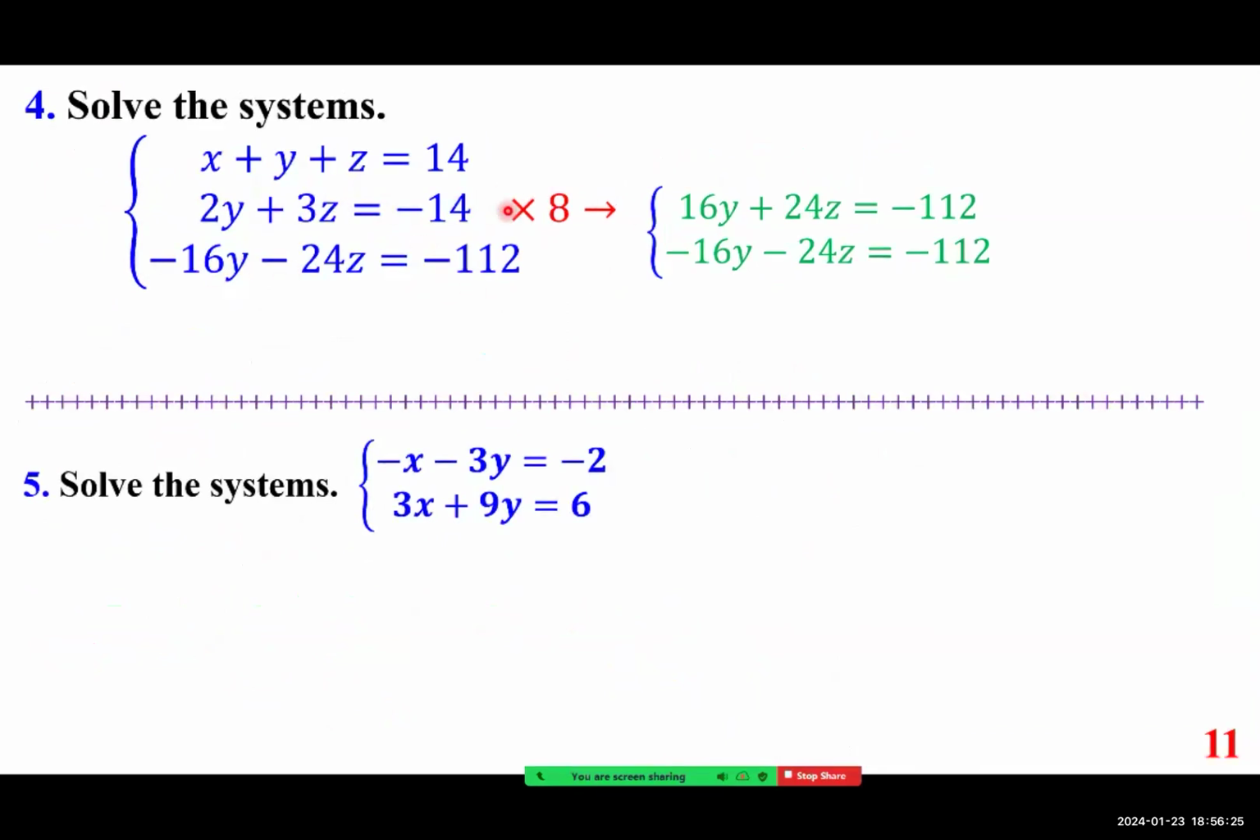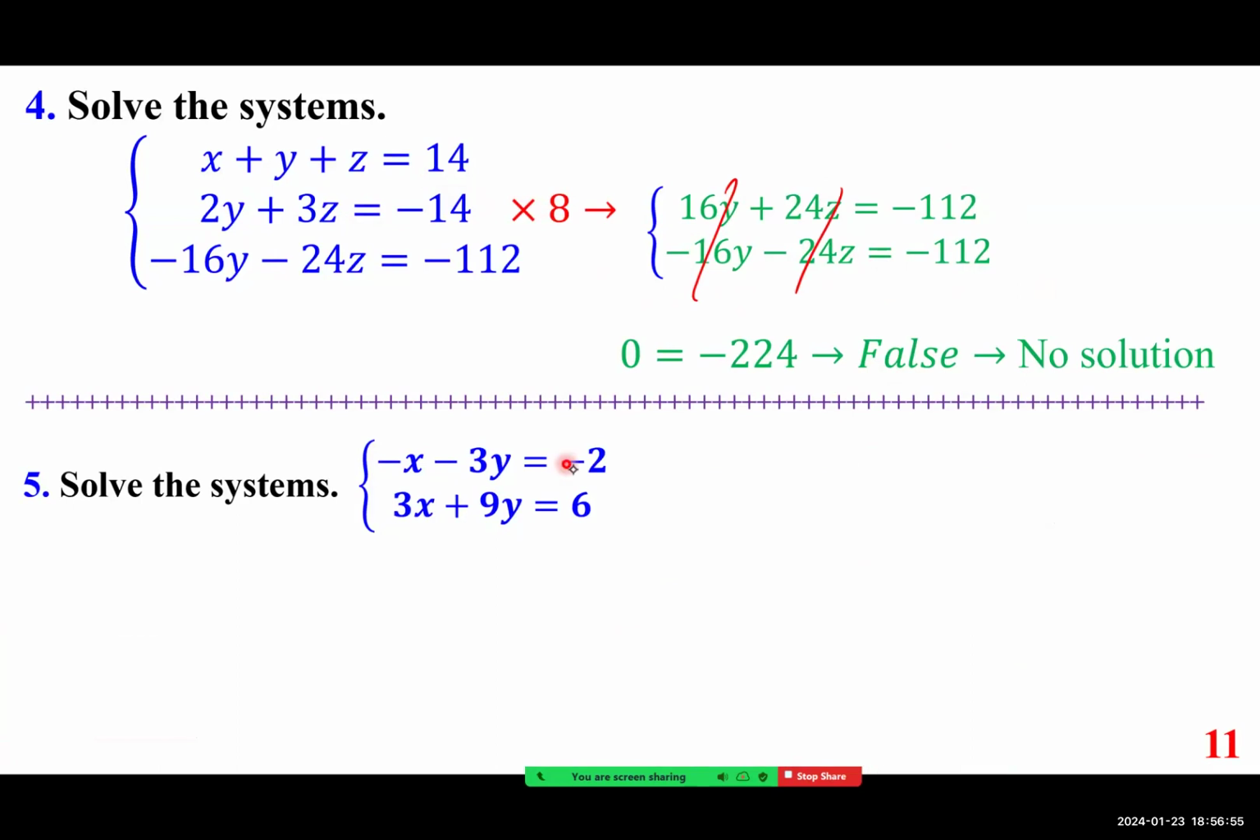So this becomes 16y plus 24z minus 112. So when I add them up, this cancels out, this cancels out, I get 0 here, but over here I get a negative 224, which is a false statement. No solutions again. These two cancel each other, okay? So it was pretty easy to do it by hand.